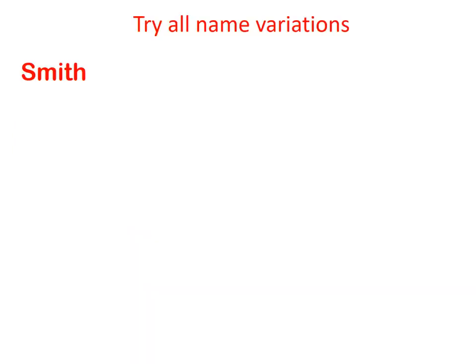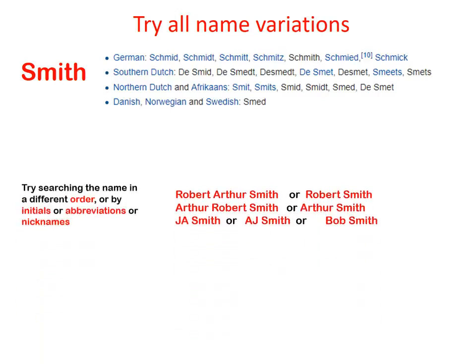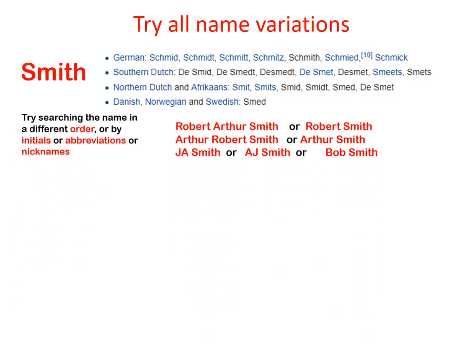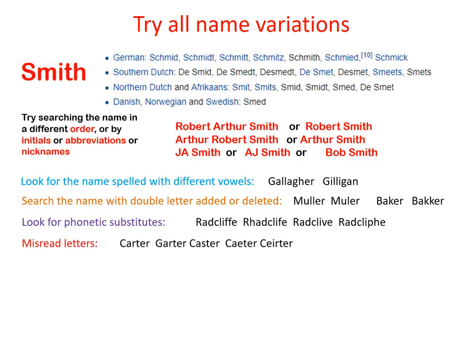Try all name variants. For instance, the name Smith could have all these various spellings. This goes for all parts of a name. Try searching the name in a different order, or by initials or abbreviations or nicknames. Next, look for the name spelled with different vowels. Search the name with a double letter added or deleted. Look for phonetic substitutes or misread letters.